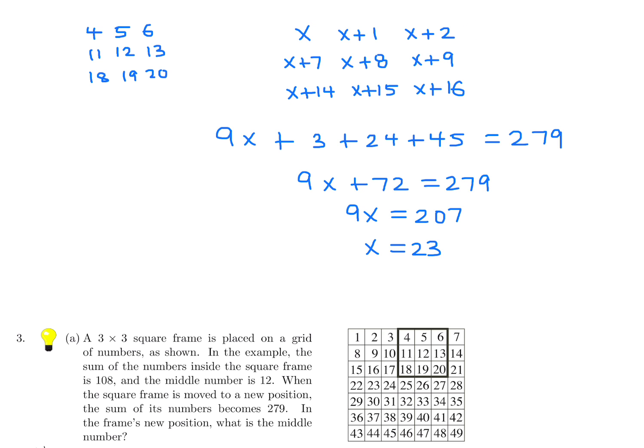So go to our master grid, find 23, and then draw a little 3 by 3 grid with 23 as my first number. And they want to know what is the middle number. Well, the middle number is 31. So the middle number is 31. And you can verify the sum by adding these guys if you want to, but I assure you it'll equal 279.